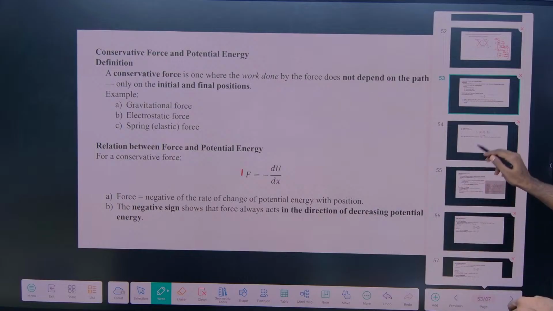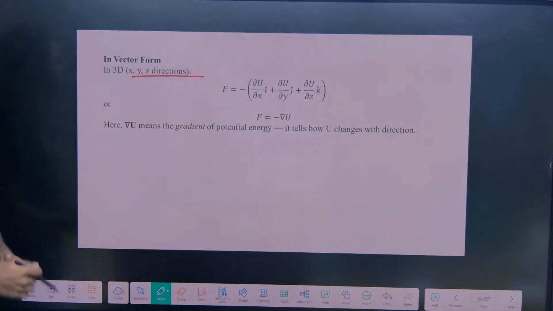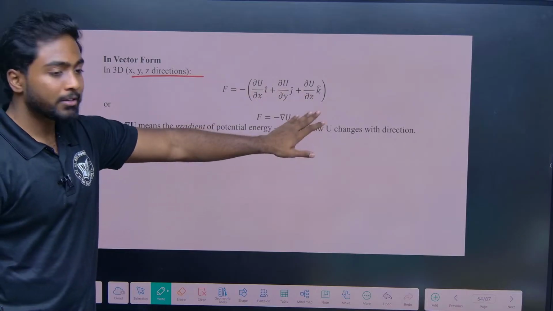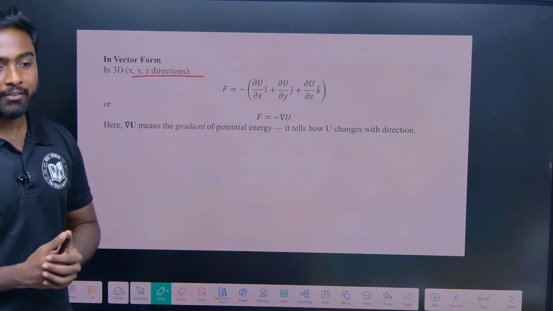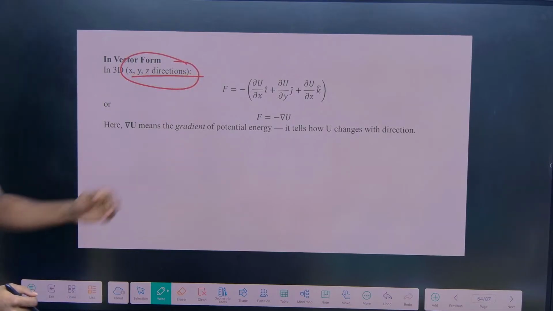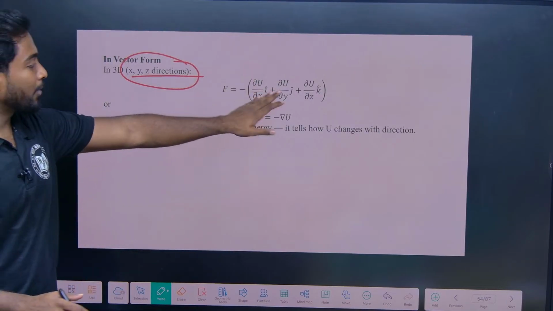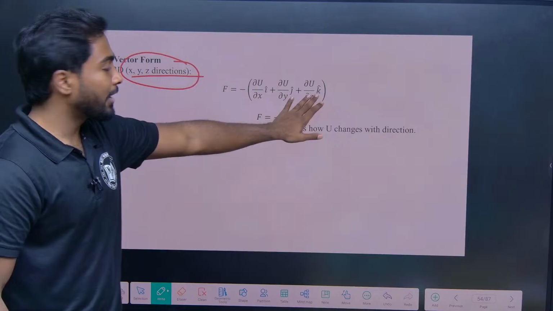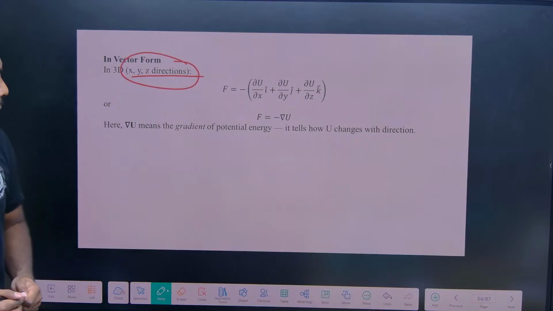Done. So in vector form, in the direction of x, y and z, F equals minus (dou u by dou x, dou u by dou y, dou u by dou z). It's partial differentiation, we'll say. The equation is given in terms of x, y, z. If I want to differentiate with respect to x, I keep y and z as they are and differentiate x. For y, I keep x and z as they are and differentiate y, and for z, I keep x and y as they are and differentiate z. Partial differentiation, we'll say.